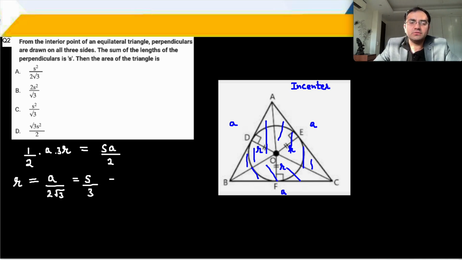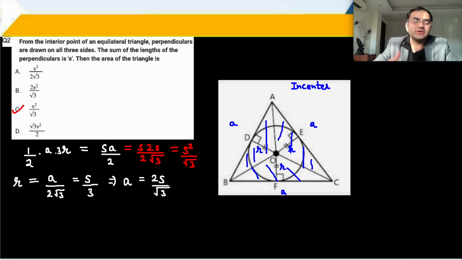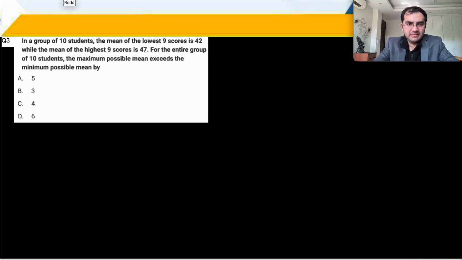That's all. So now thoda sa simplify karo, simplify and then get a in terms of s, that is 2s upon root 3, and put it back. Instead of a, put 2s upon root 3, and your 2 will get cancelled. You get s square divided by root 3 as your answer. That is C part. So this has become a very, very easy question, because we just chose the point according to our interest, because it was not violating any conditions given in the question. Answer is C part.